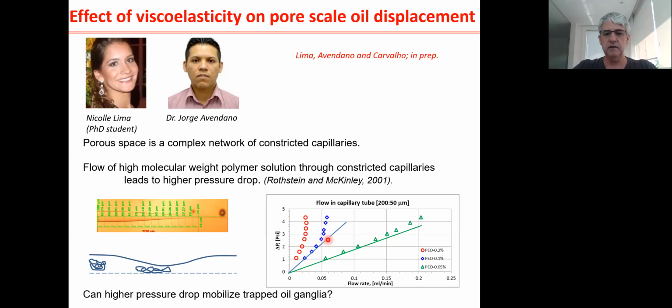But as you increase the flow rate, you get a higher and higher extension rate. So the extensional viscosity starts becoming more and more important. And then you start seeing this extensional thickening behavior that shows up as an extra pressure in these flows. And what we wanted to understand is if this extra pressure that you see in a single pore throat is able to mobilize oil ganglia that are trapped by capillarity.